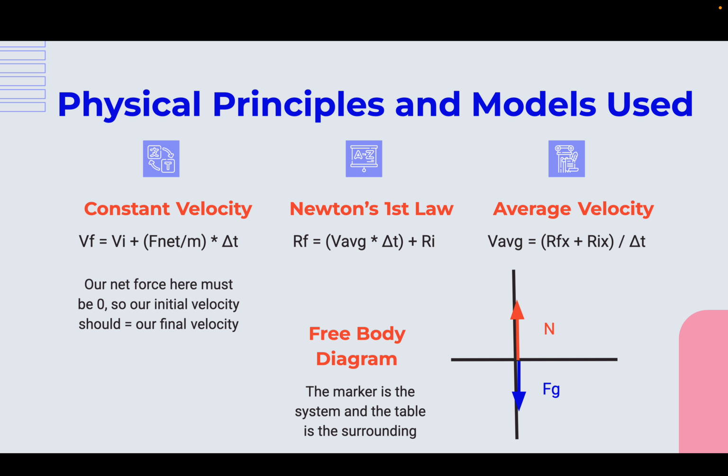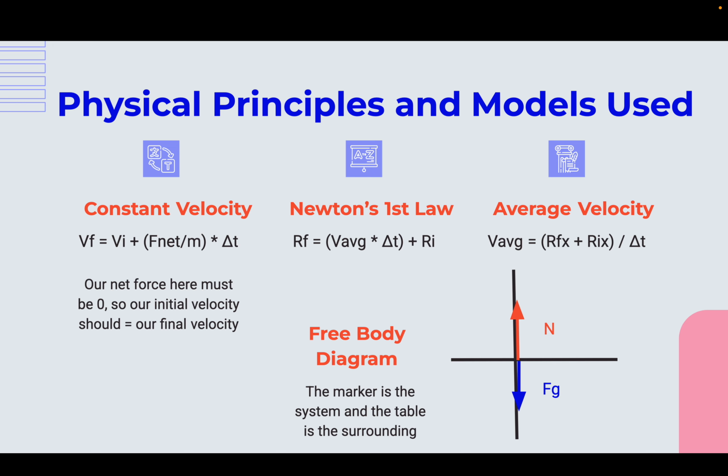Some physical principles and models used. First, constant velocity. Because we are saying that the marker should roll with a constant velocity due to Newton's first law, we can assume that the net force here is 0, making the final velocity and the initial velocity equal, which is what we should see in the video.